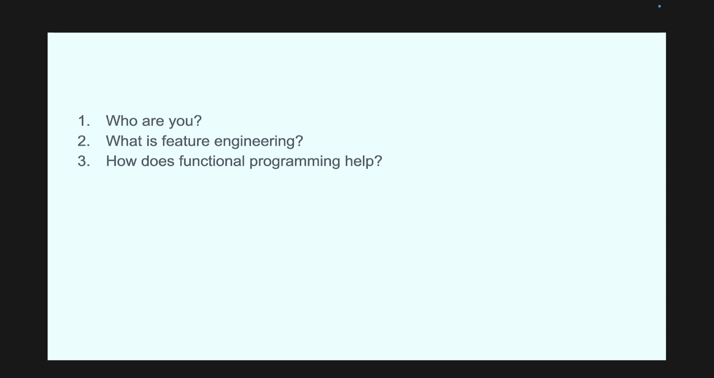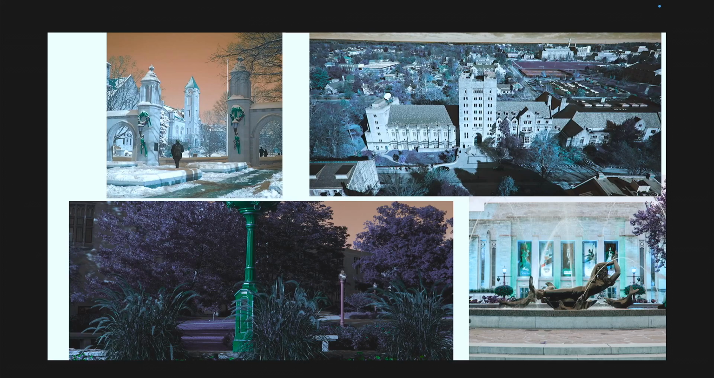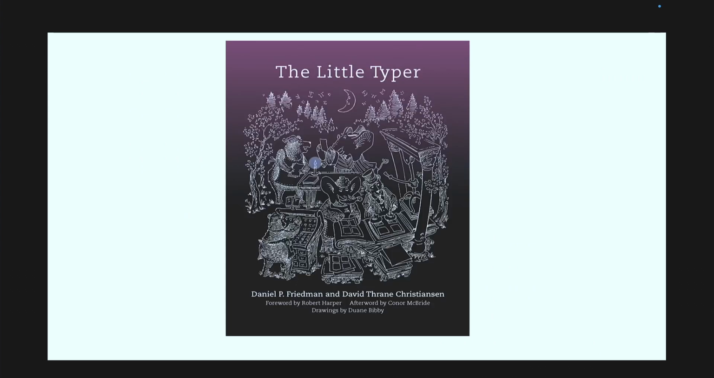Okay. So I went to graduate school at this pretty place called Indiana University. And when I was there, my advisor was writing this book called The Little Typer. It's basically teaching high school students dependent types. And that's kind of the cornerstone of the idea of this work.